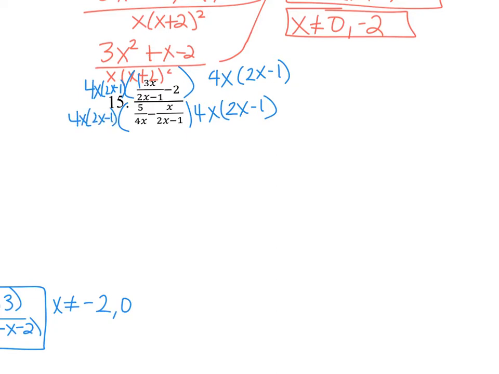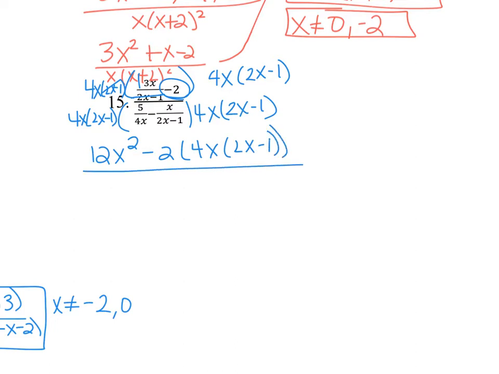So if I look at the numerator, first term, the 2x minus 1's cancel out. So I'm left with 4x and 3x, which makes 12x squared. Second term, nothing can cancel out, so I'm left with negative 2 times 4x times 2x minus 1, all over. On the denominator, my 4x is going to cancel out, so I'm left with 5 times 2x minus 1. My denominator, my 2x minus 1's are going to cross out for my second term. So I'm left with minus x times 4x, which I can just do in my head and say 4x squared.